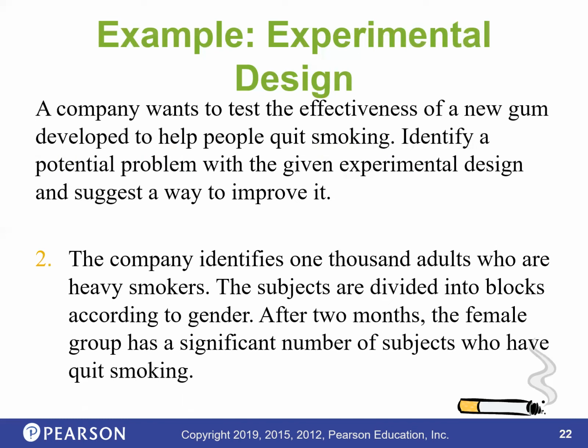So now they repeat the study, or they do another one here, since 10 people is not enough to do anything. Then we have this one. The company comes up and says, okay, fine. We're going to look at 1,000 adults who are heavy smokers. They're going to divide them up into 2 blocks. And after 2 months, the female group has a significant number of subjects who quit smoking. This is a little more difficult.